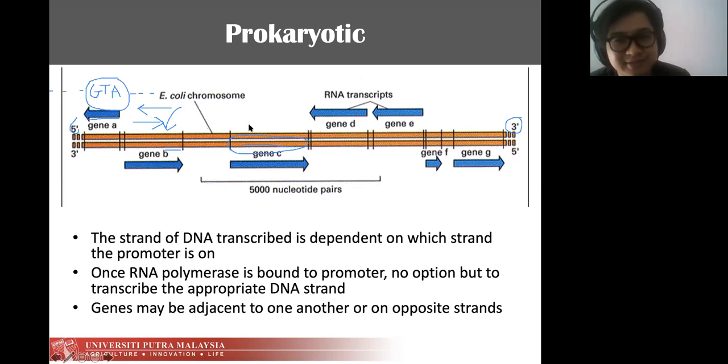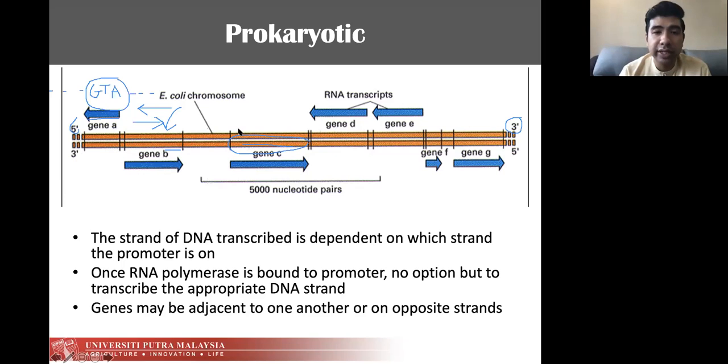Template strand. It's 3 to 5. Right. No. The template strand is here. This is the non-template strand or coding sequence. Don't get confused. So the non-template strand must be 3 to 5. No, it doesn't matter. The template strand could be 3 to 5 or 5 to 3, doesn't matter.